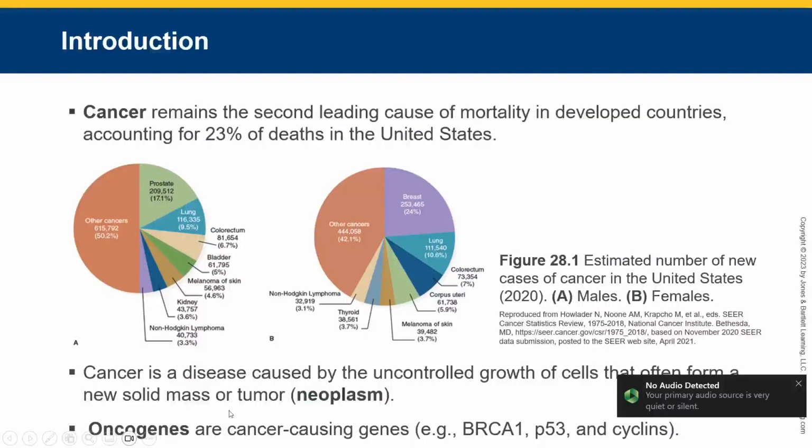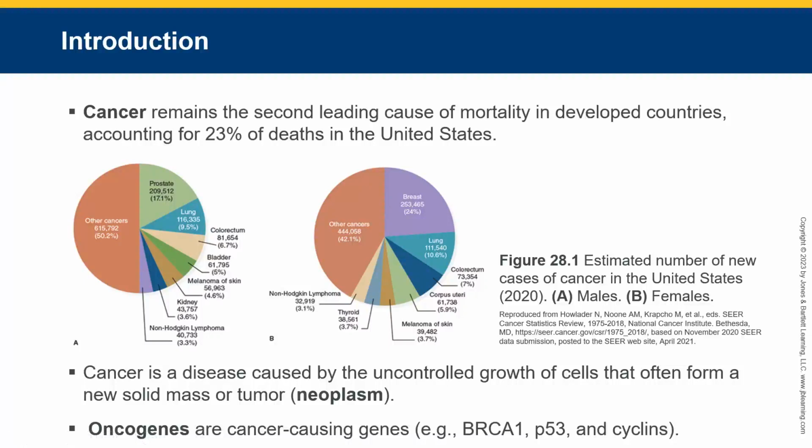One definition I do want to mention down here, oncogenes. Oncogenes are cancer-causing genes. BRCA1 is the gene that is linked to causing breast cancer and certain types of reproductive cancers. P53, cyclins, those are all examples of factors that can increase your likelihood of developing cancer.